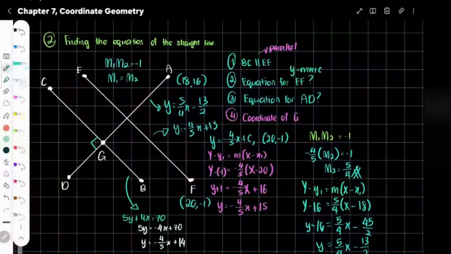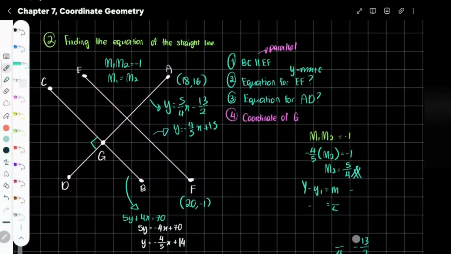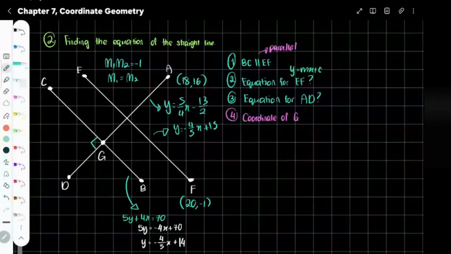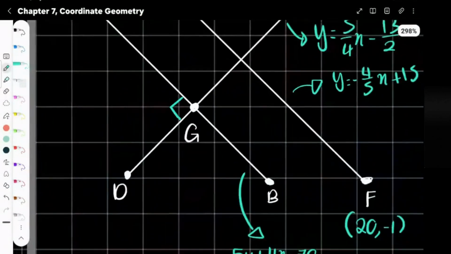Okay, now let me erase. There's nothing important here. So they always ask this in the last part of the question, right? They ask, what is the coordinate of G? So first of all, you have to think.